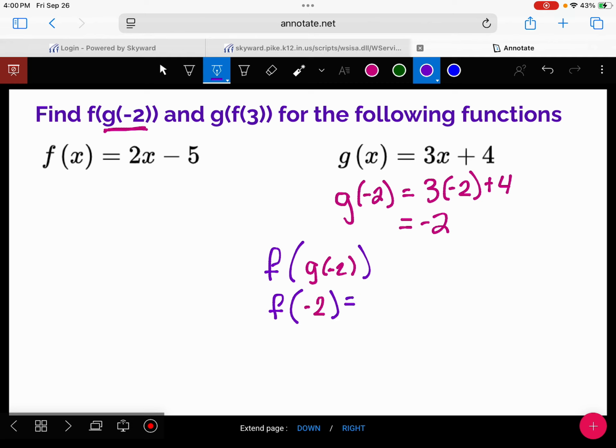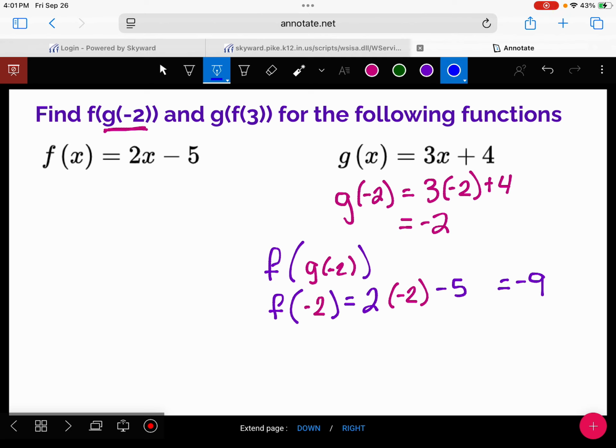Then we're just going to use our f function, our 2x minus 5, and we're going to put that negative 2 in place of the x. So that's going to give us negative 4 minus 5, and that's going to give us a negative 9. So when we're looking at our composition and we're given an actual number, work from the inside out and start doing some substitution.